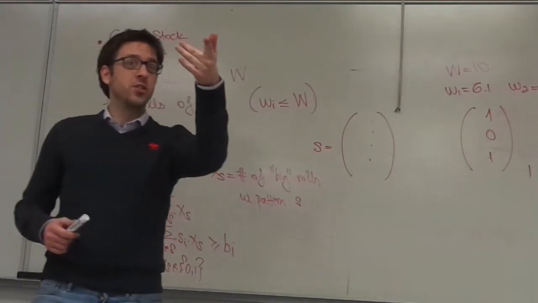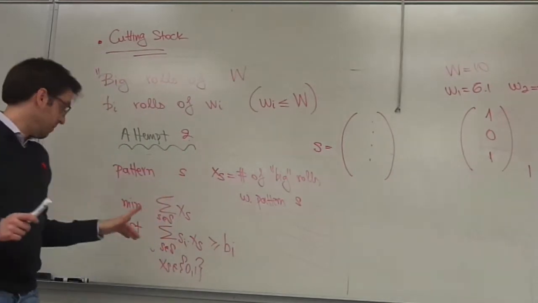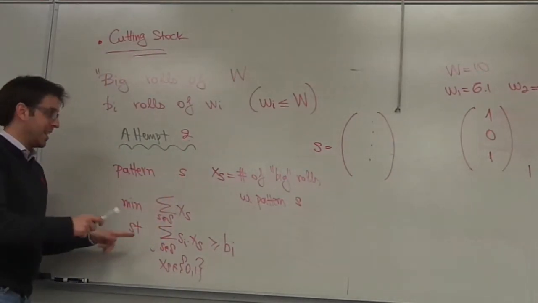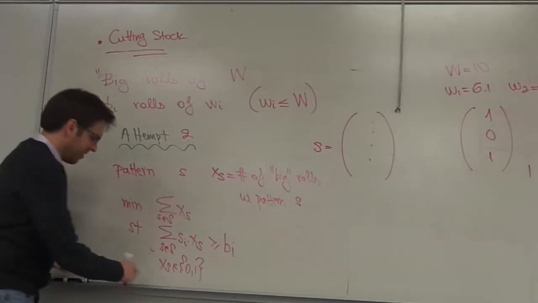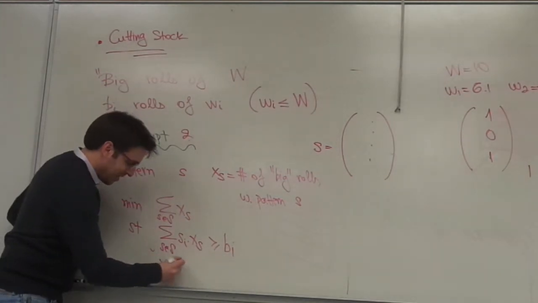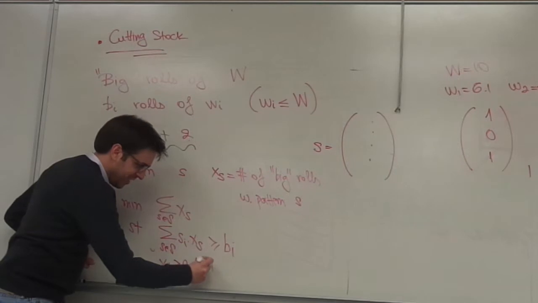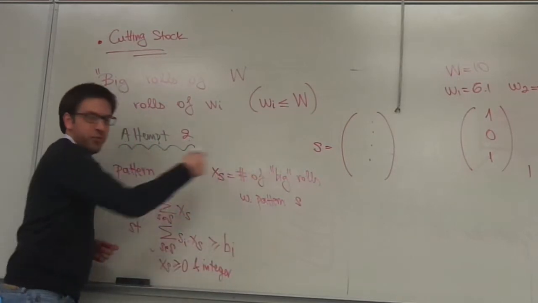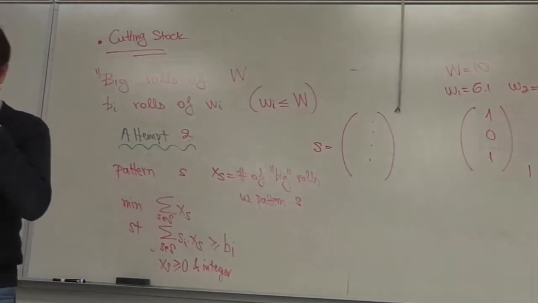I think you had a question? For the XS, mm-hmm. XS has to be an integer. I keep making the same mistake. XS has to be positive and an integer, of course, because XS is the number of rows that follow a pattern. Thank you for that.